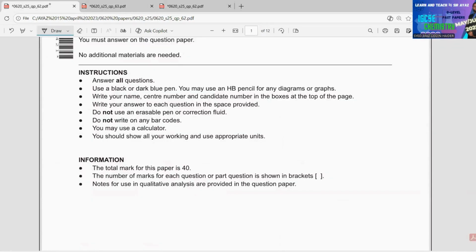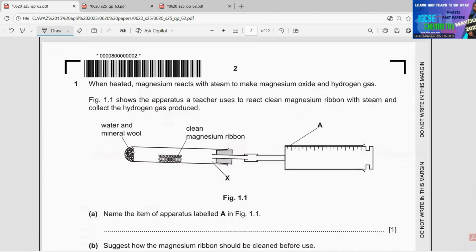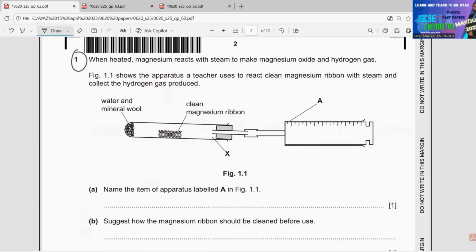So let's start with question number 1. Here's question number 1. When heated, magnesium reacts with steam to make magnesium oxide and hydrogen gas. Figure 1.1 shows the apparatus a teacher uses to react clean magnesium ribbon with steam and collect the hydrogen gas produced. So here's the setup in figure 1.1. We have water and mineral wool on the left-hand side. And in the middle, we have clean magnesium ribbon. This needs to be labeled A.